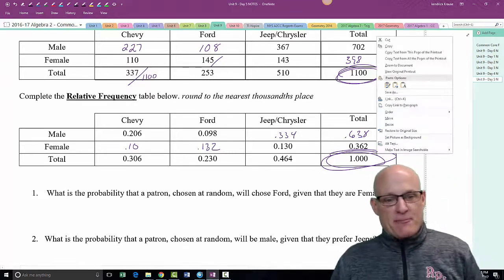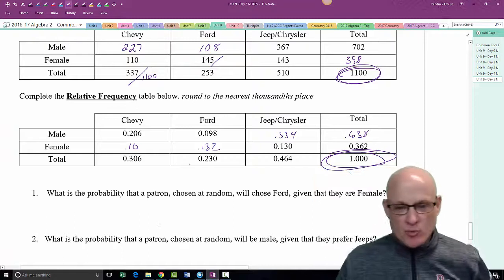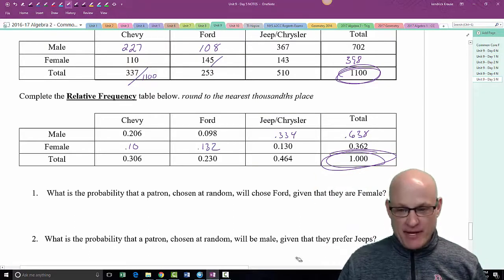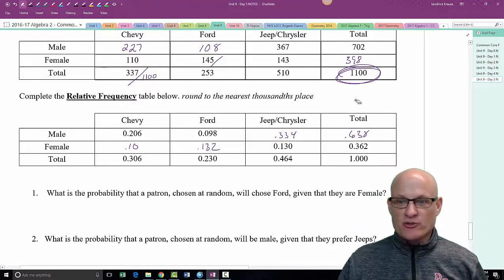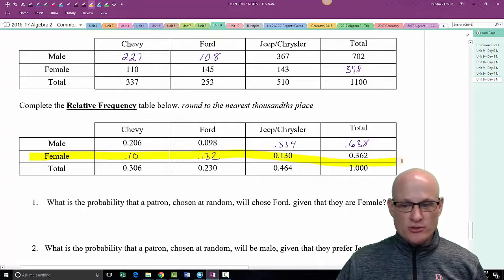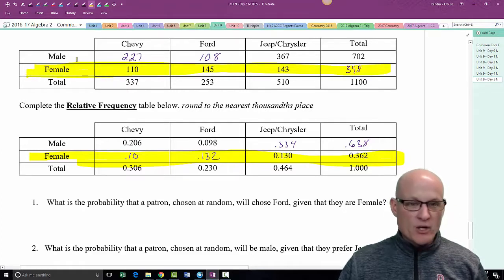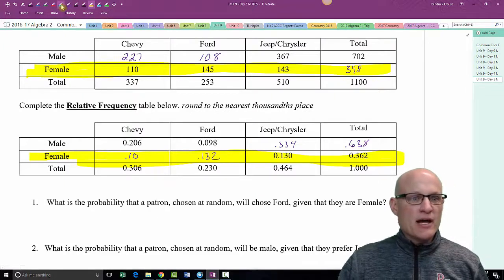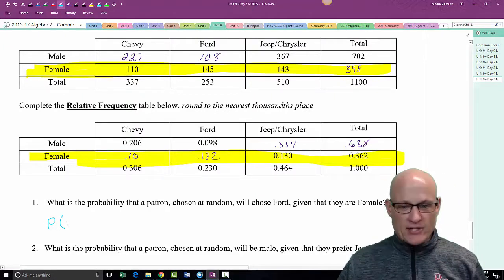So what is the probability that a patron chosen at random will choose a Ford given they are female? It doesn't matter which table you choose to use. I can use either one of these. I'll show you that I get the same answer. Given that I'm female, that's my new universe. What is the probability that I choose Ford given that I am female?